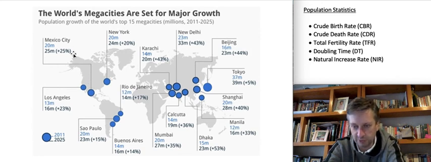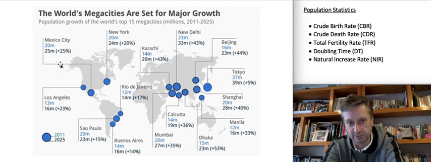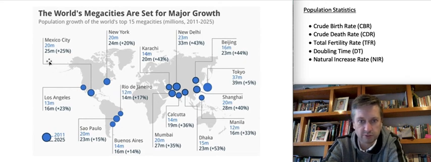I don't want to dwell on that because we'll come back to it, but it's just worth mentioning as well that population specifically is going to change in these mega cities. So you might want to pause the video there and just take a look at that graphic and look at those projected changes in those specific cities.